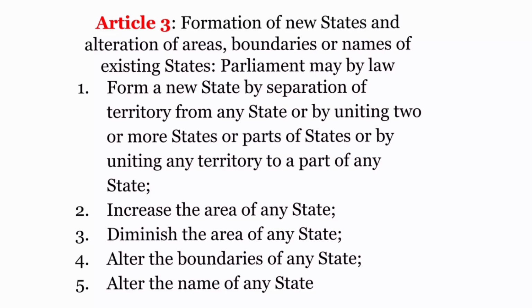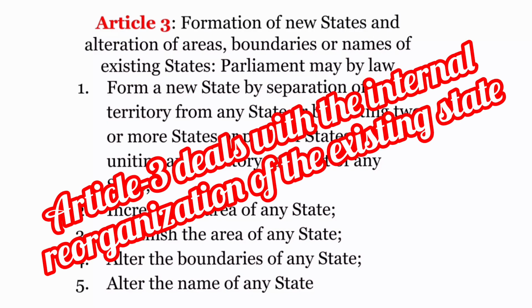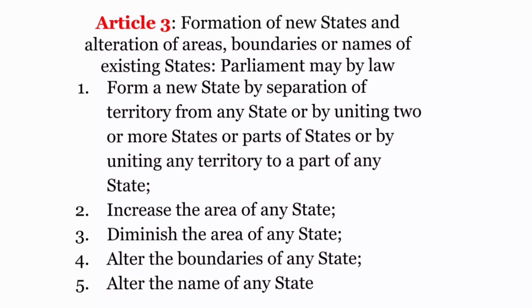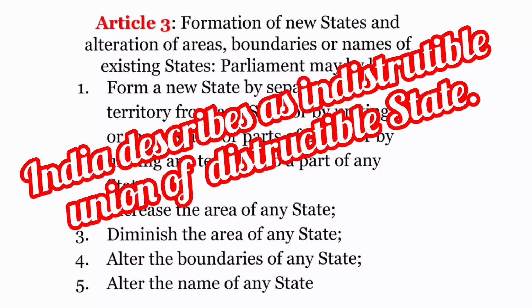Now moving forward with Article 3, on the other hand, it deals with the internal reorganization of existing states. This gives Parliament sweeping power: it can form a new state by separating territory from an existing one, unite two or more states, increase or decrease the area of a state, alter state boundaries and even change state names also. It's because of this extensive power that India is often described as an indestructible union of destructible states. So from that statement, the Union is permanent but the state boundaries are flexible.